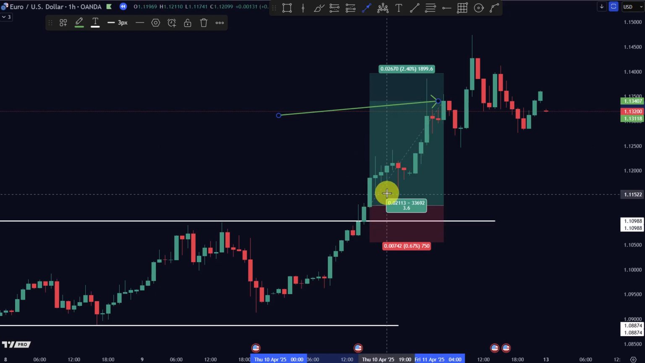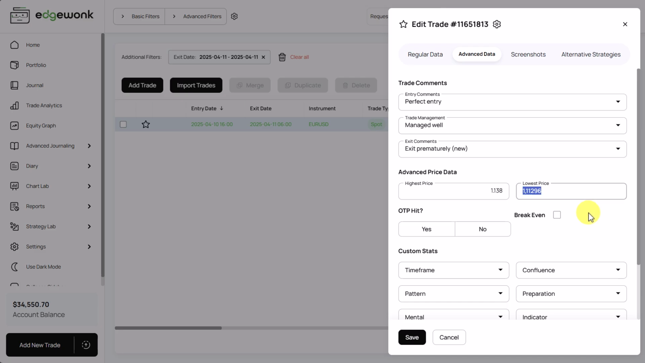The lowest price was here really at the entry because the price after we took the entry just went in our favor and we didn't have a pullback. So the lowest price is the same as our entry price here. We enter this here. Now comes the question: OTP hit.